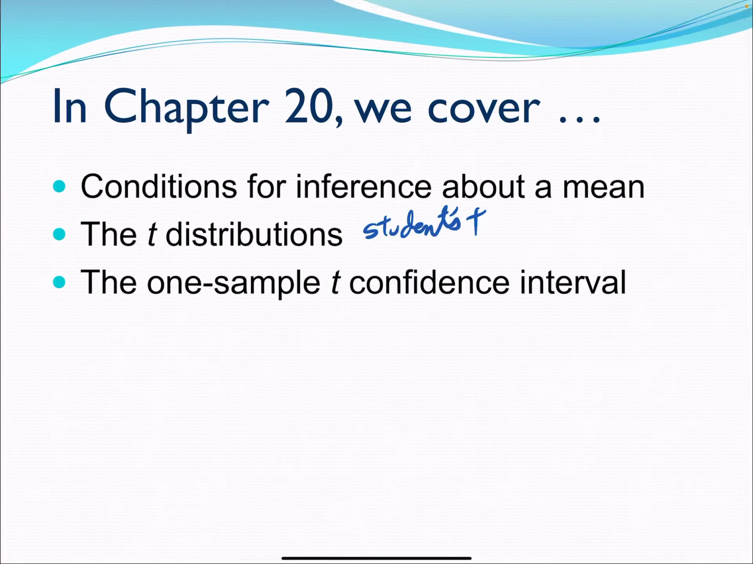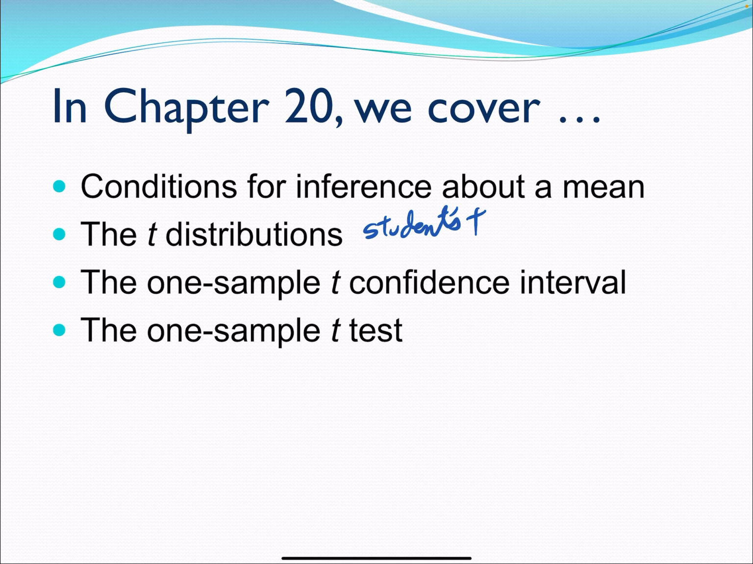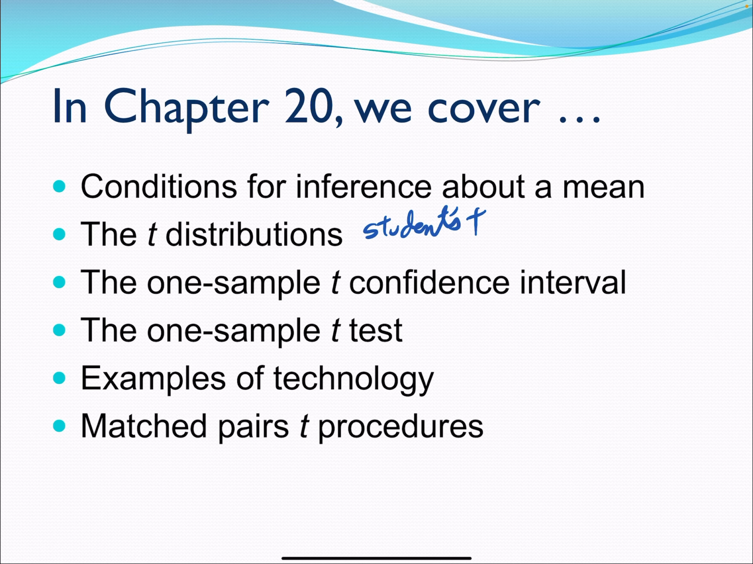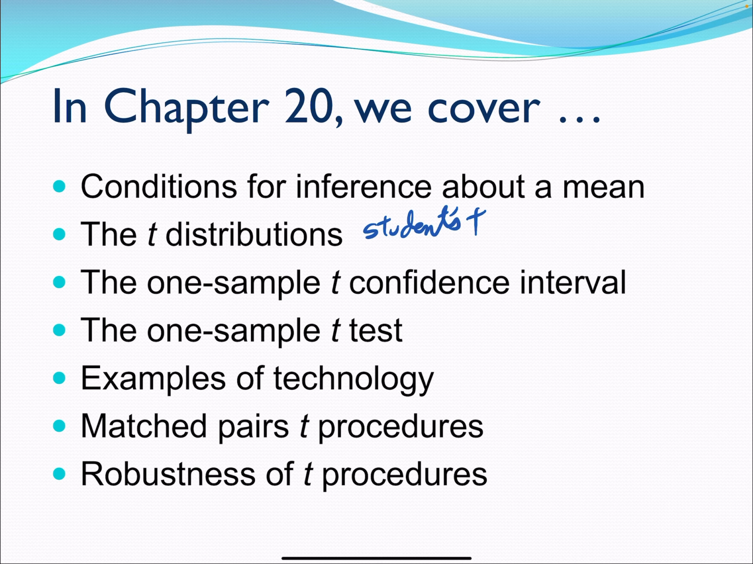how to compute a one-sample t confidence interval, how to complete a one-sample t-test. I'm actually going to skip examples of technology because we use R. We're going to go over matched pairs t procedures and the robustness of t procedures. So let's get started with conditions for inference about a mean.